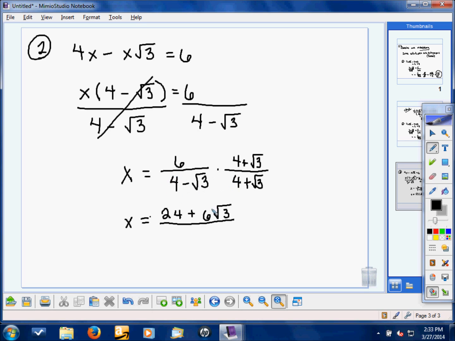What's the first term going to be? 16. And the last one's going to be 3. Minus 3. So that's a really neat shortcut. You don't have to write all that whole FOIL stuff, because it's actually a sum and a difference, so they cancel out. So the numerator is still 24 plus 6 square root of 3, and the denominator is 13. Is there anything that can be canceled? No.